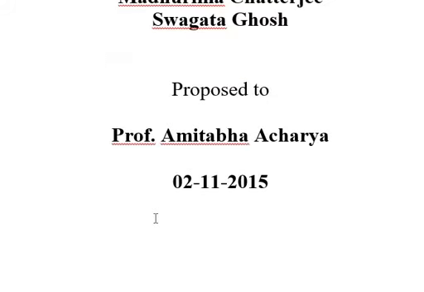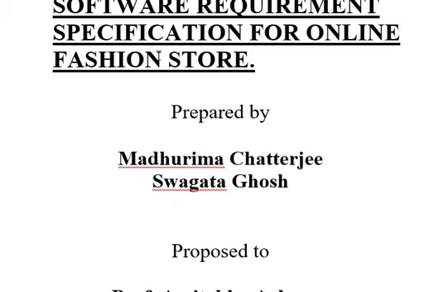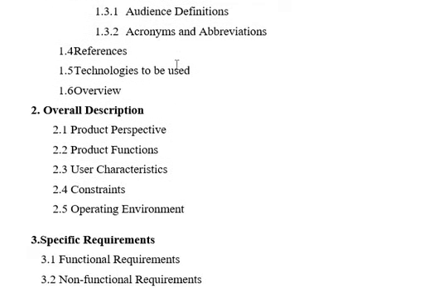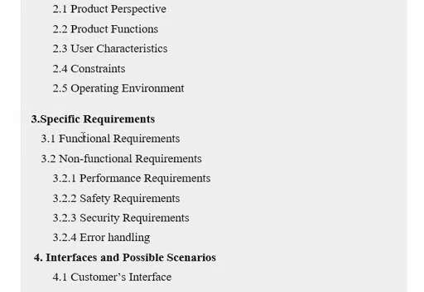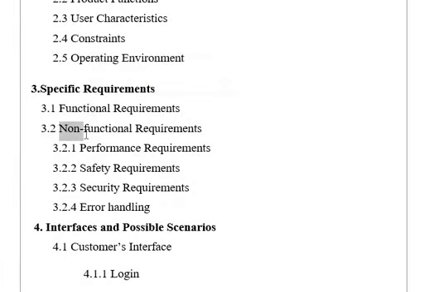This is one of the documents I have downloaded from the internet. This is the software requirement specification for an online fashion store. So there is an SRS document for the online fashion store. The table of contents includes introduction, overall description, specific requirements. You will find the functional requirements and non-functional requirements. In the non-functional requirements, you will have performance, safety, security, and error handling.